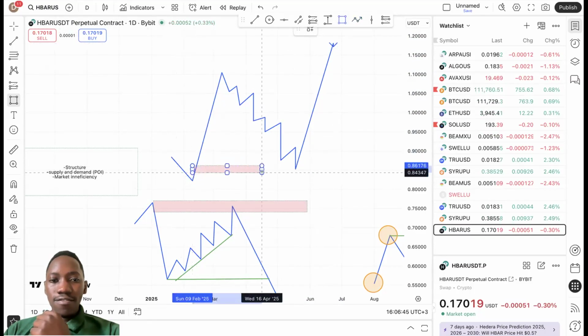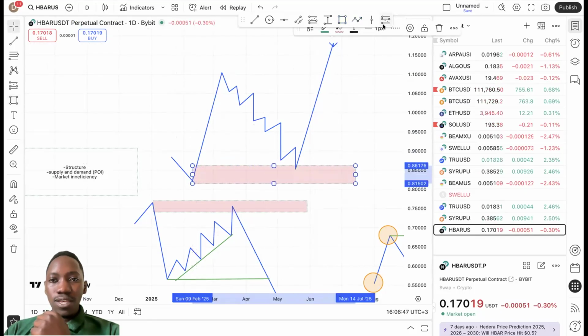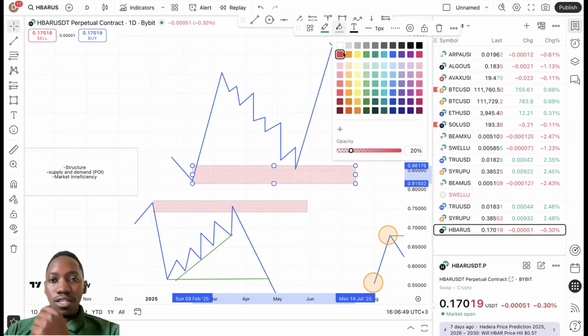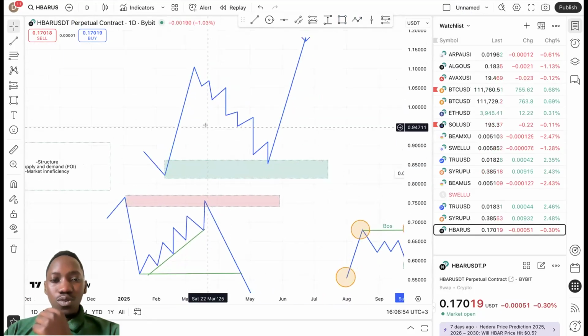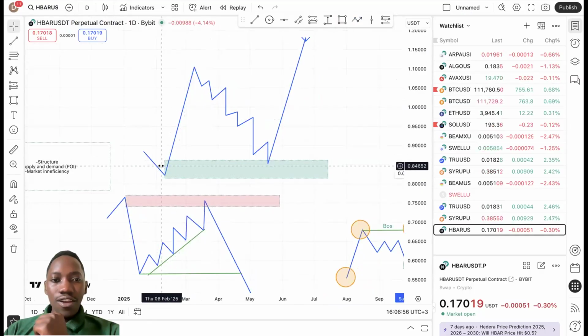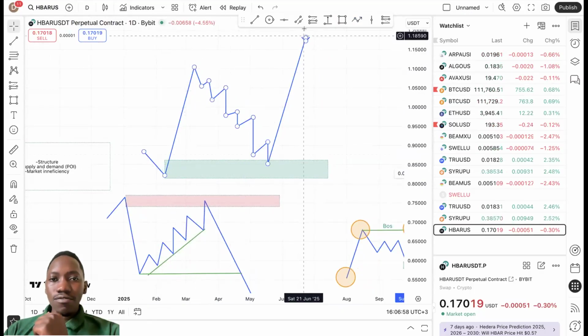So your demand zone will be here. We're going to learn all these things slowly by slowly. Just showing you. So this is how the demand zone would be. Previously in this area, the market reacted. And when it comes back, it reacts.